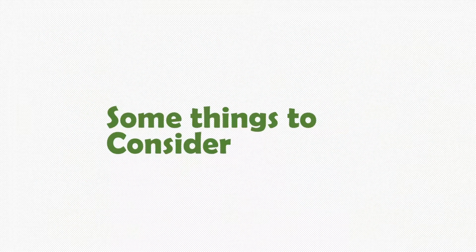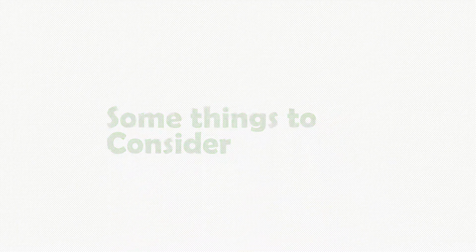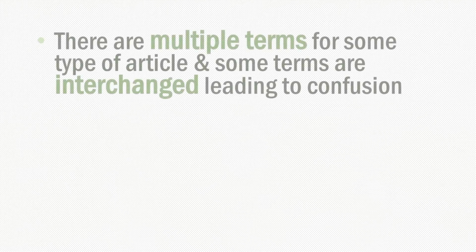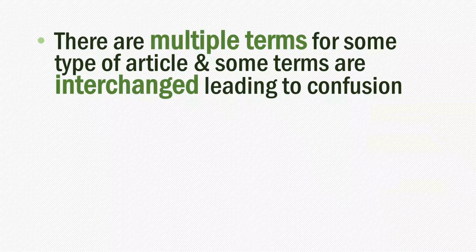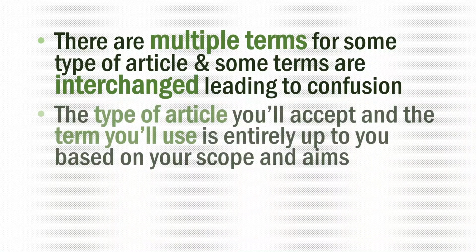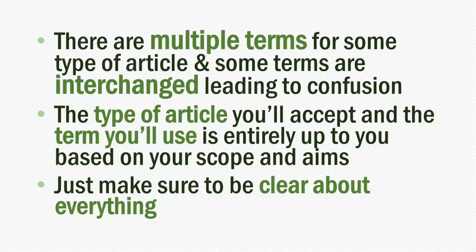Here are a few things to consider as we decide on what type of article to accept for our proposed journals. There are multiple terms for some types of article, and some terms are sometimes interchanged, leading to confusion. The type of article or paper you'll accept and the term you'll use is entirely up to you based on your scope and aims. Just make sure to be clear about everything. Make sure all terms are clearly defined.